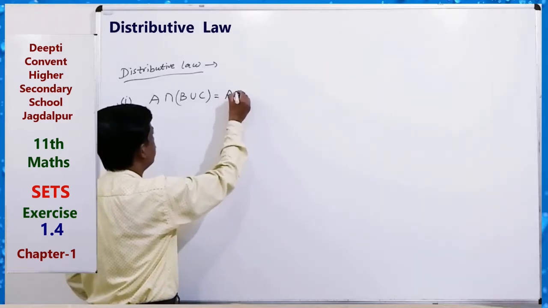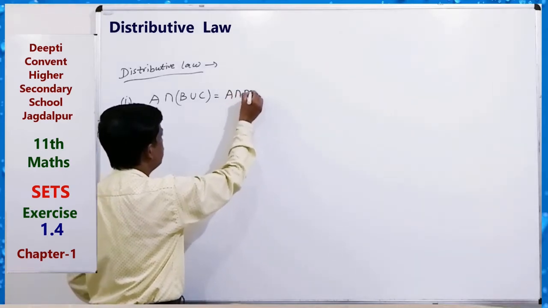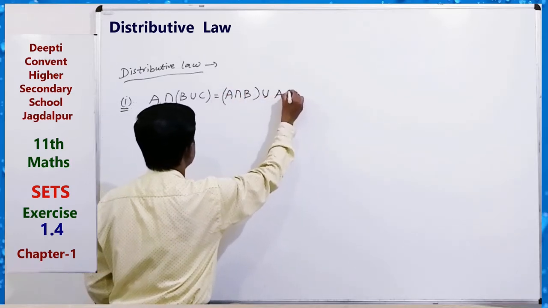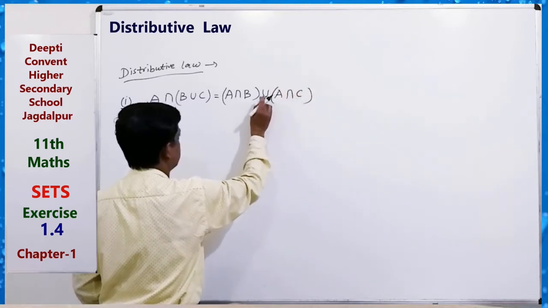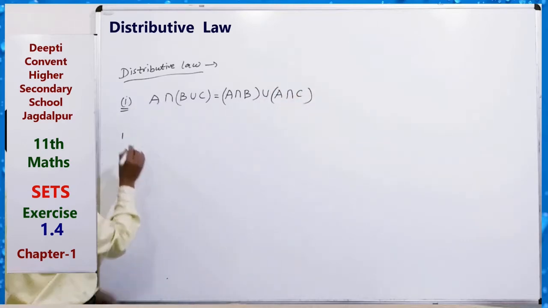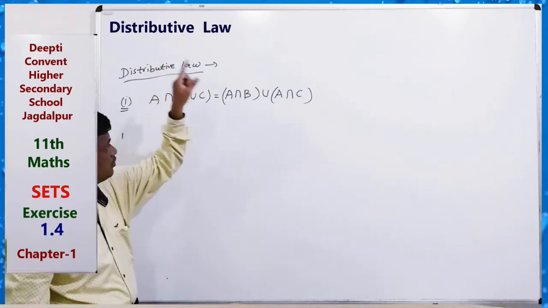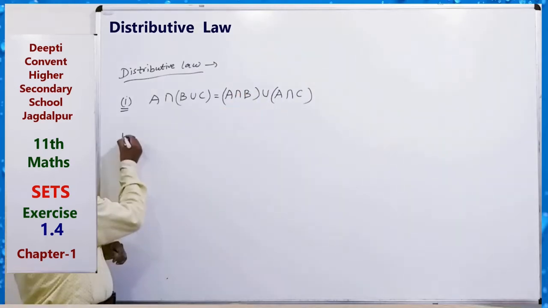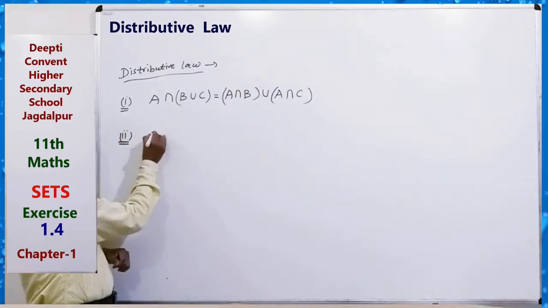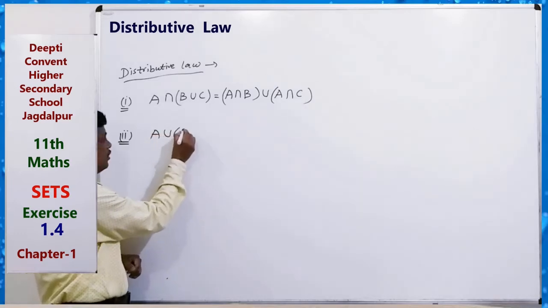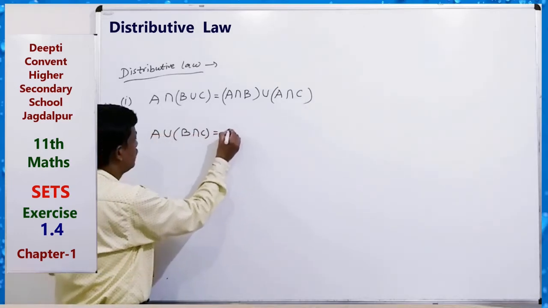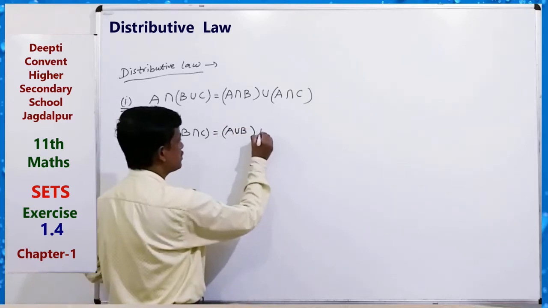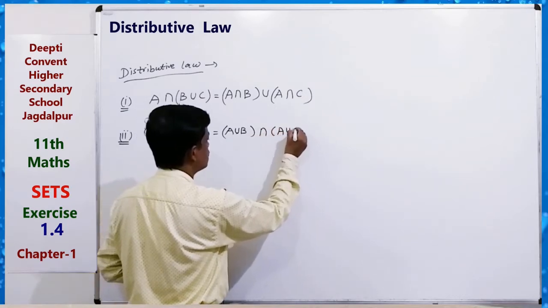A intersection B union A intersection C. This is the first law, which means intersection distributes over union. And the second law is like this: A union B intersection C equals A union B intersection A union C.